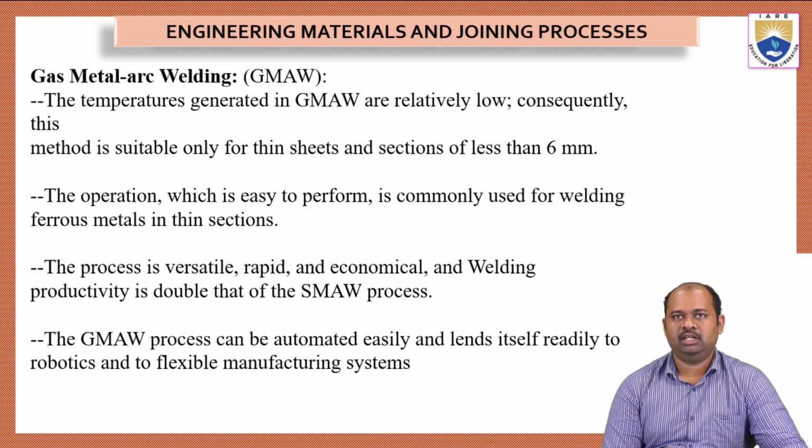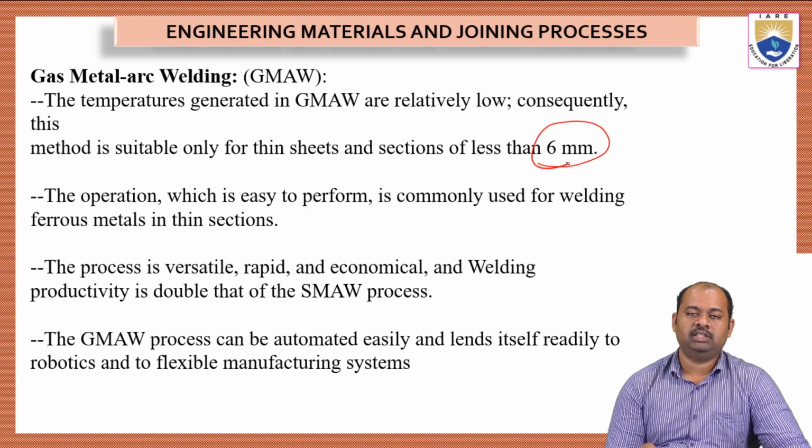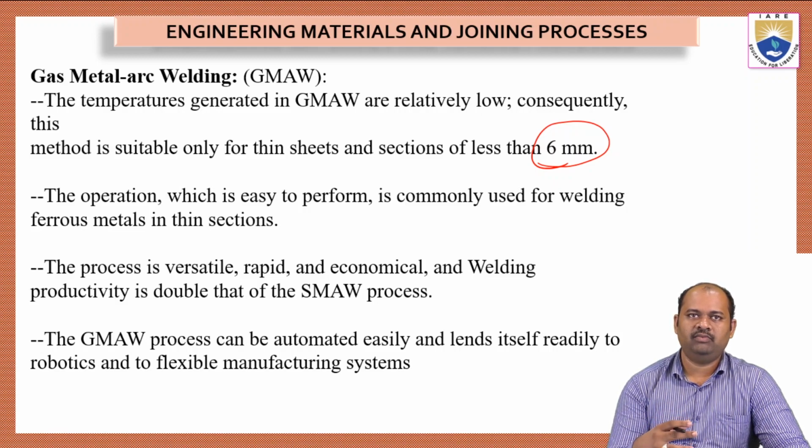The temperatures generated in GMAW are relatively low. Consequently, this method is suitable only for thin sheets of thickness less than 6 mm. So this process is very slow because we have to make the gas flow, and at the same time we have to make the electrode consumable. So this is a very slow process. So we have to do this welding very slowly.